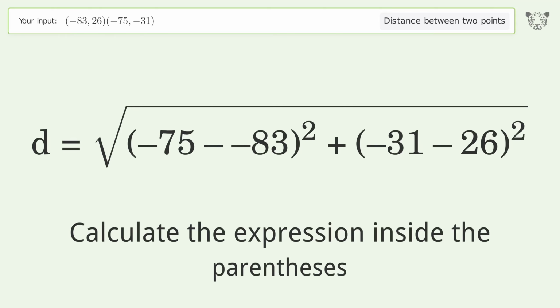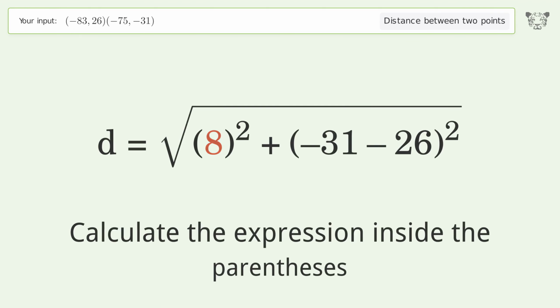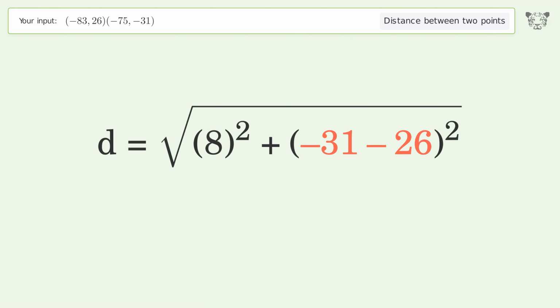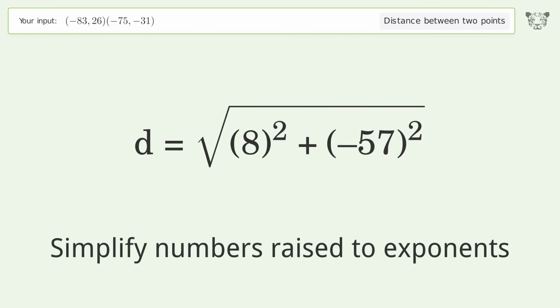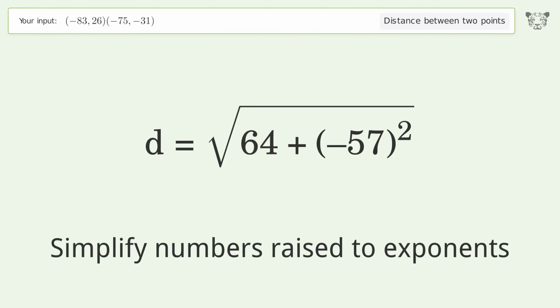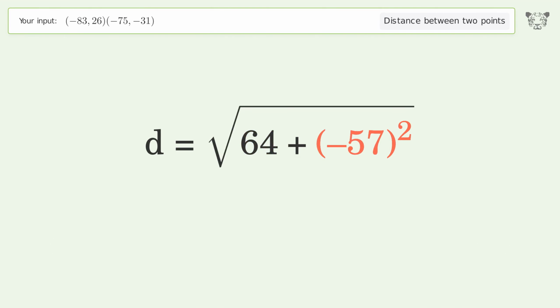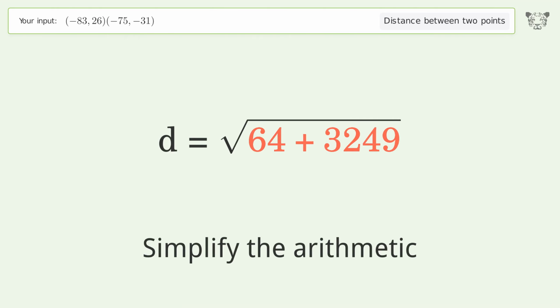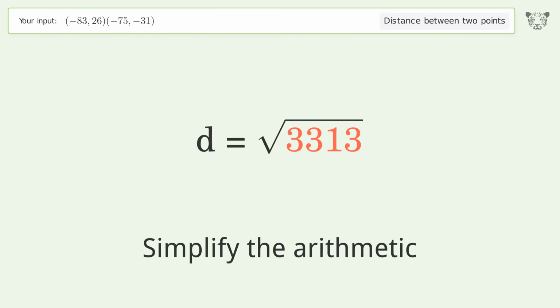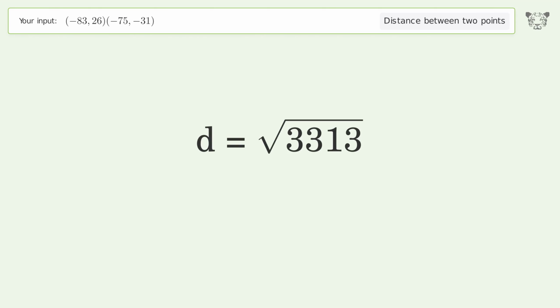Calculate the expression inside the parentheses. Simplify numbers raised to exponents. Simplify the arithmetic. And so the distance between the 2 points is the square root of 3,313, or 57.559.